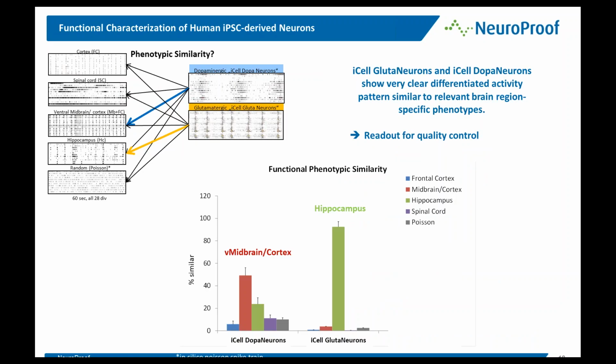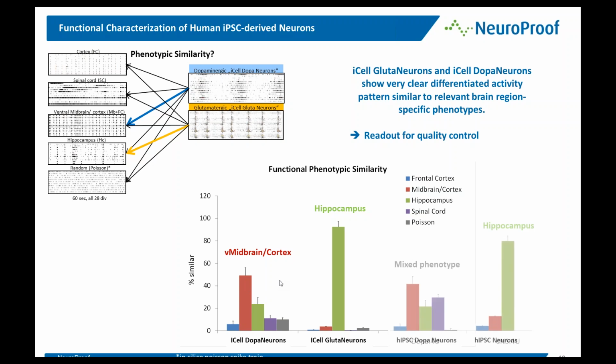And eventually, when we ask this question using this classification approach, we see that iCell GlutaNeurons, for instance, have a very high similarity to primary mouse hippocampus cultures. And iCell GABANeurons have a very high similarity to ventral midbrain cortex co-cultures. So that is also the physiological relevance I would need to see if I work with human midbrain-like neurons.